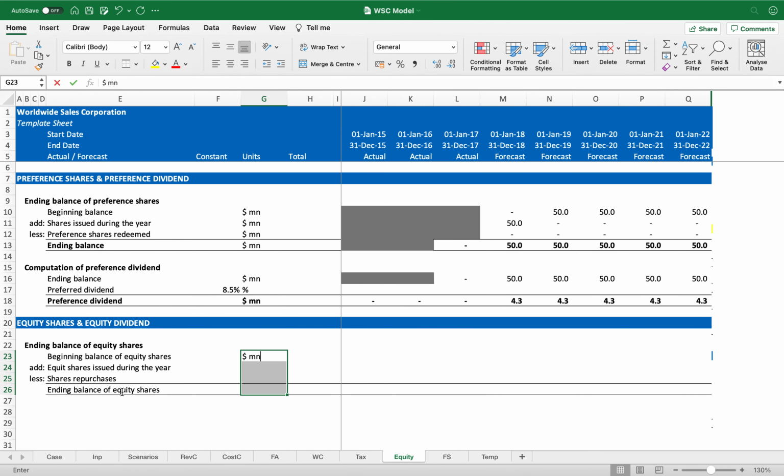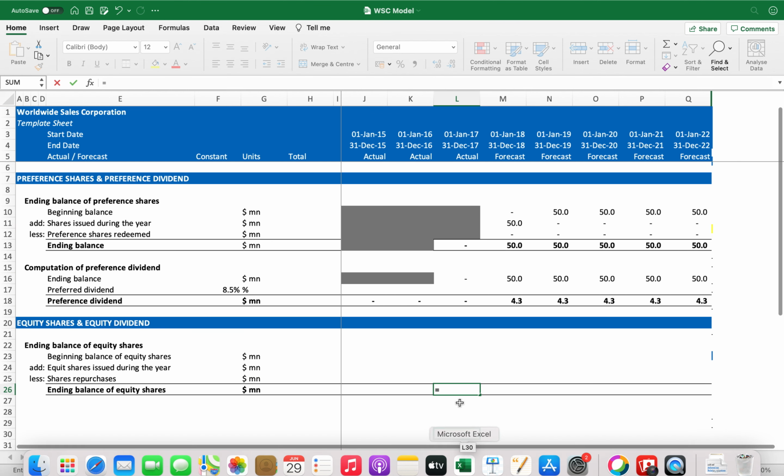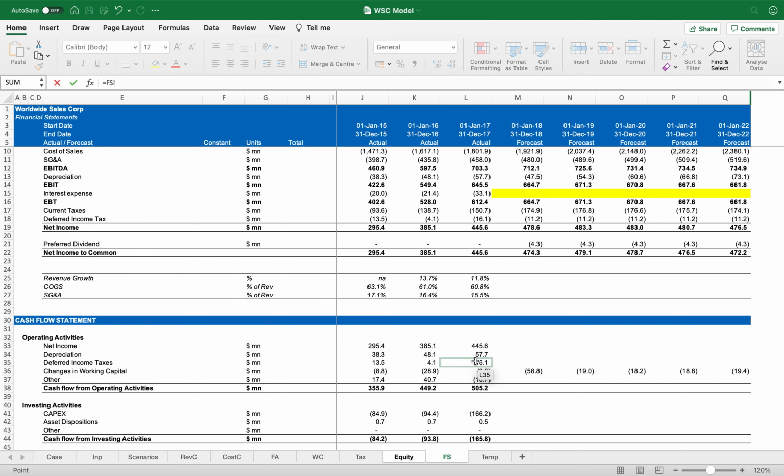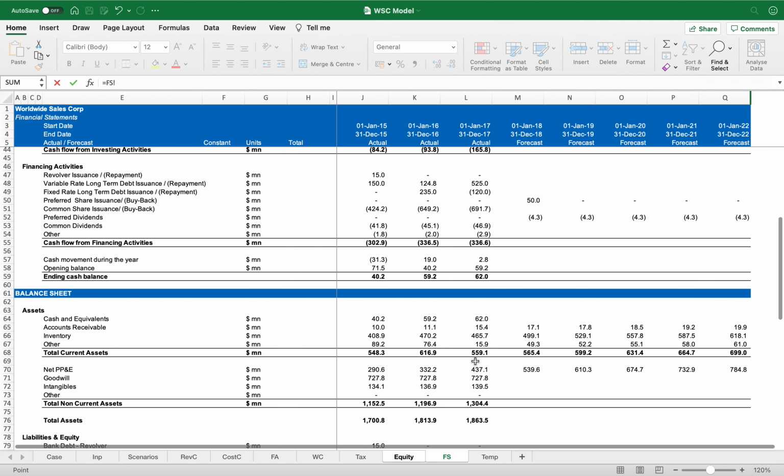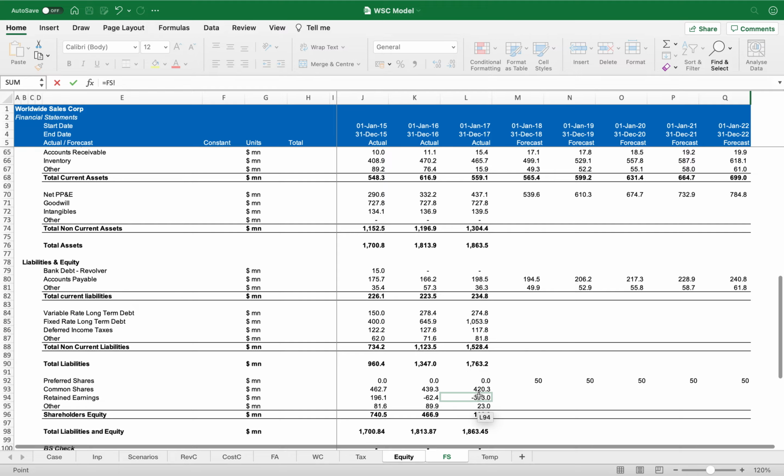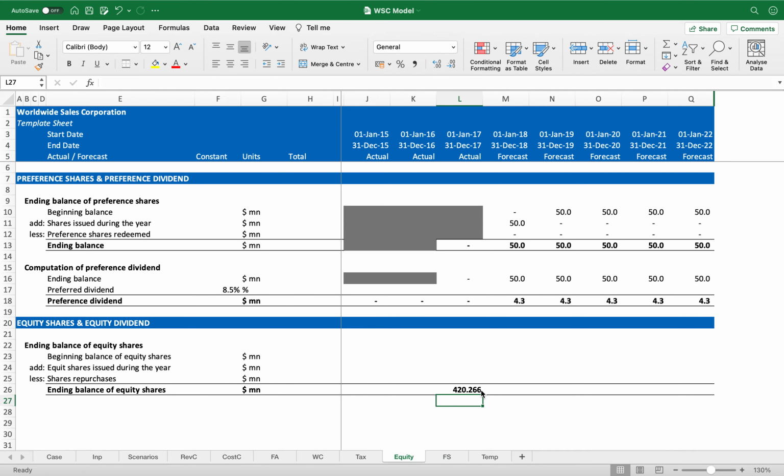Everything in millions of dollars. Do we have an ending balance of equity share for 2017? For sure. It will be there in your balance sheet. Common shares. Fair enough. Okay. Now, this ending balance will become my opening balance in the next year, right? You know how to do it now.